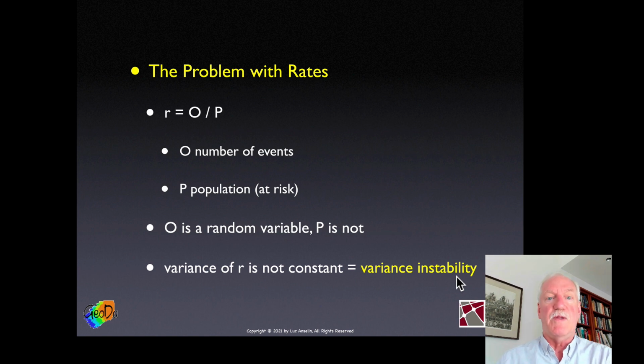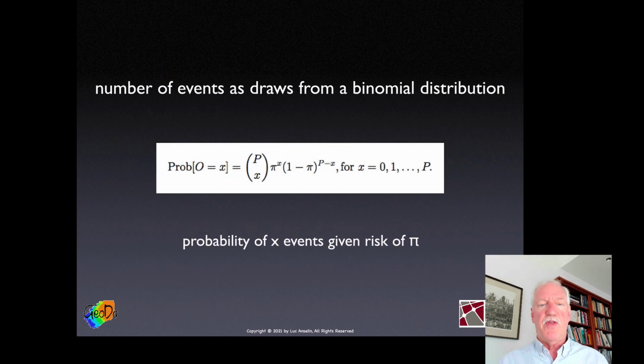So what do we do with this? When we look at a map, we tend to think that each location has the same precision. In the case of rates, that's not the case. So therefore, there is a way to correct the rates to kind of fix this problem of variance instability and make them more comparable to each other. And to get there, we need to do a little bit of math.